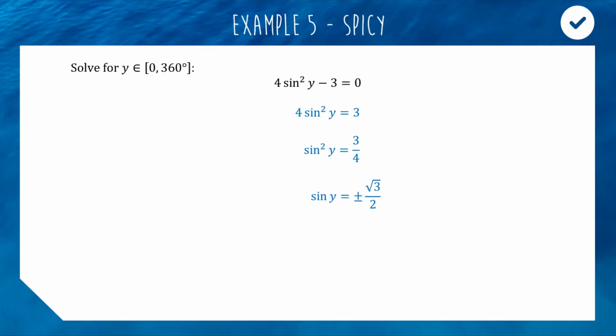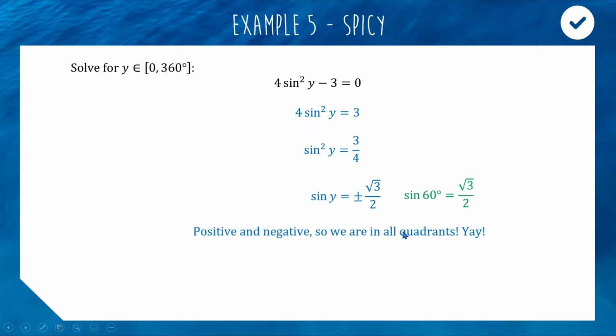Okay, now we need to have some exact values knowledge. So what angle is typically going with sine and giving us an answer of root 3 on 2? If you're thinking 60, that is correct. All right, so 60 degrees. The interesting thing though is that the right-hand side is both positive and negative. So in terms of our 4 quadrants, A, S, T, C, because we're positive and negative, we're going to be in all 4 quadrants. All right, so sine 60 is root 3 on 2, and because we've got a plus minus, we're going to be in all 4 quadrants. So everyone gets a turn.